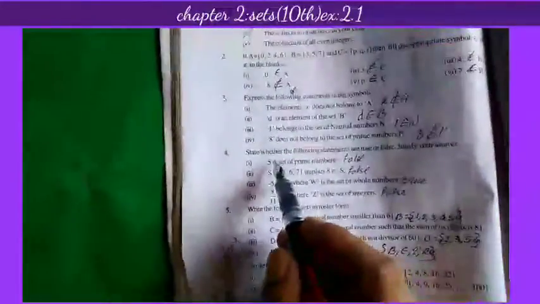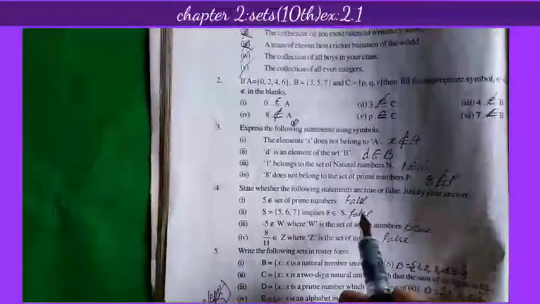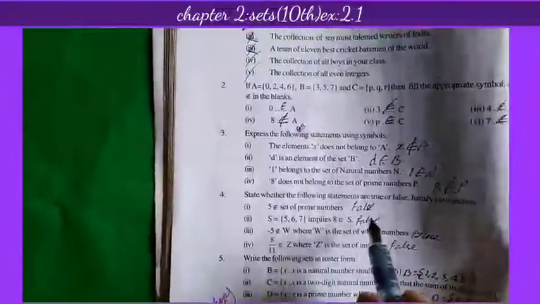Coming to the fourth question, state whether the following statements are true or false. Just give your answer. We have to say whether they are true or false.